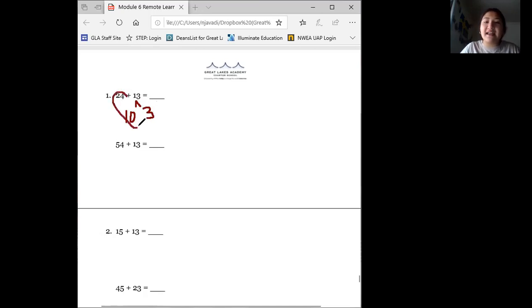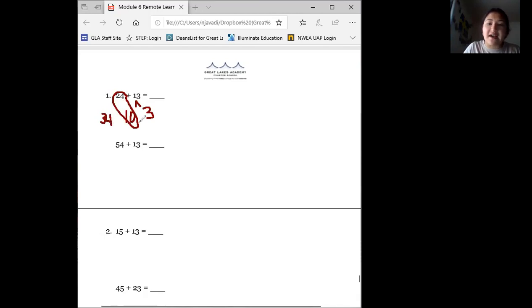24 plus 10. Remember I said, how can the problem 24 plus 10 help us solve this one? 24 plus 10, I know that 24 has 2 tens. 10 is equal to 1 ten. 2 tens plus 1 ten is equal to 3 tens, and we can't forget the ones. So 24 plus 10 is equal to 34.